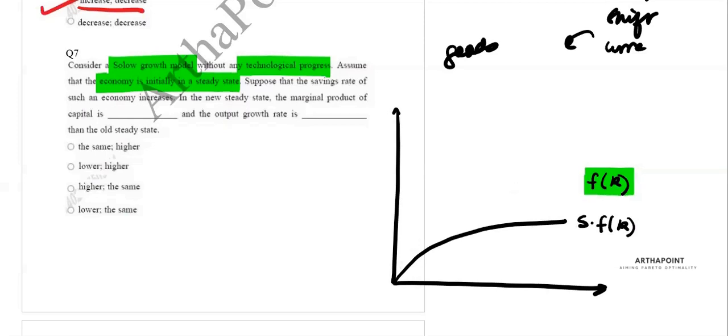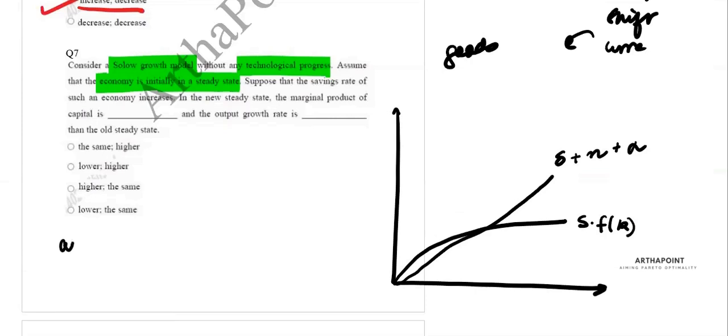I'm not concerned with this. I'm only concerned with my savings. Now, there is going to be depreciation plus there can be population growth rate plus there can be technological growth rate also. I'll take all three. So add, and this is some proportion of always capital, right? So at steady state, the rate at which you save is equal to the rate of depreciation plus the population growth rate plus the technological growth rate.